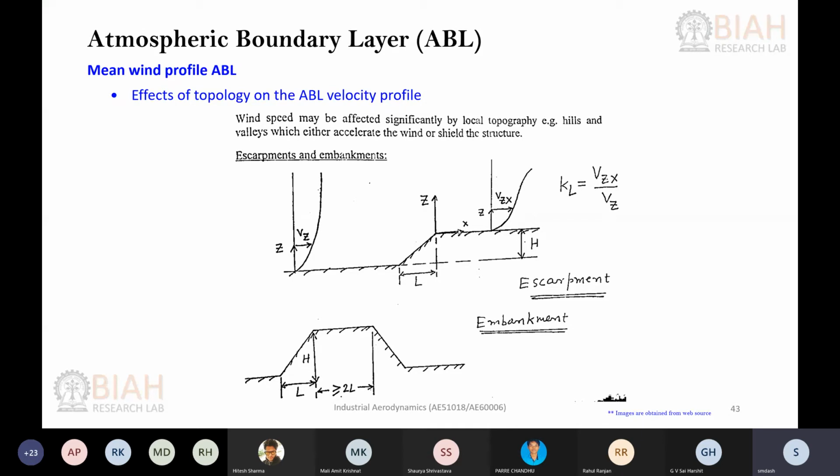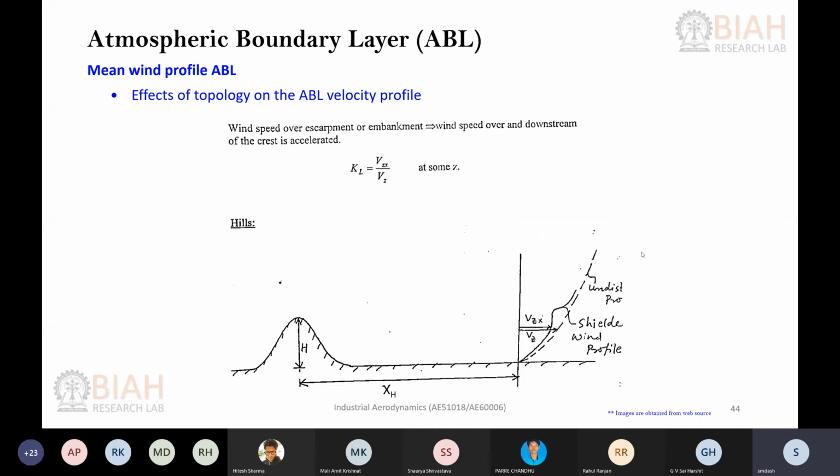In that case, the velocity values can also be scaled up. Whatever velocity information you have in the flat condition, let's say Vz, you can actually scale up the velocity values using a coefficient KL. So you can simply see that Vzx, which is your velocity information over this escarpment, or similarly you can use the same equation for the embankment, is obtained by multiplying with a factor KL. These factors I will be showing you subsequently.